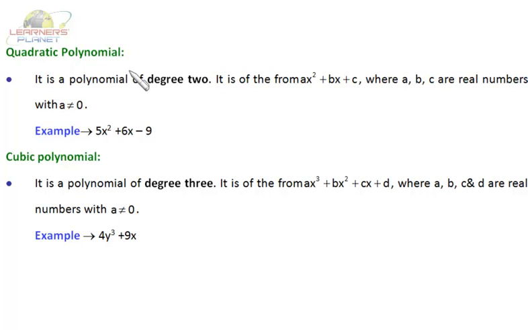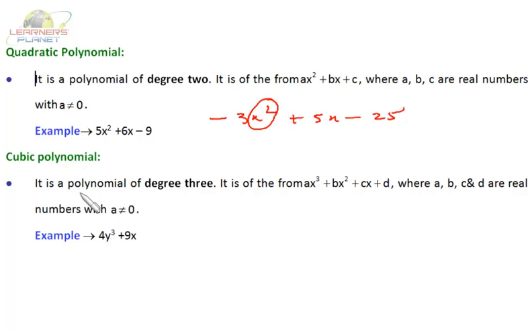Now, quadratic polynomial. It's a polynomial of degree 2. It is in the form of ax square plus bx plus c, where a, b, c are real numbers with a non-zero. Let's have an example: 5x square plus 6x minus 9. Here the variable has the power 2, that is x square. So it's known as a quadratic polynomial, or we can say it's a second degree polynomial. Just see over here.